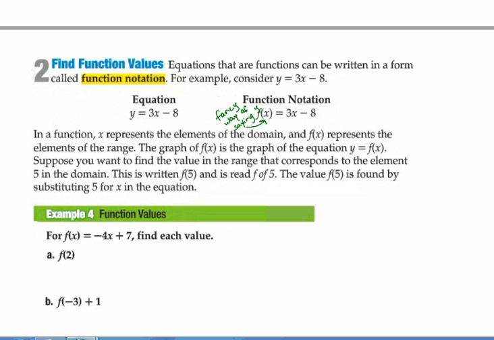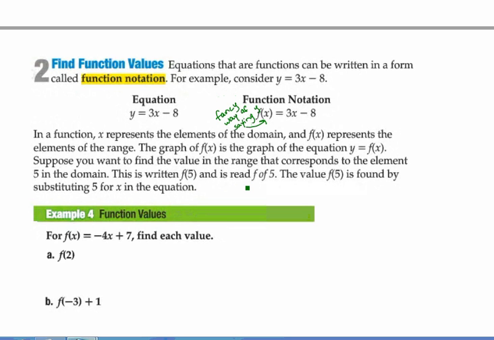I'm going to read what they wrote. In a function, x represents the elements of the domain, and f of x represents the elements of the range, or the y values. And it shows us, suppose we want to find that value of the range that corresponds to 5. We write that as f of 5. The value f of 5 is found by substituting the 5 in for the x. So that's what we're going to do here.